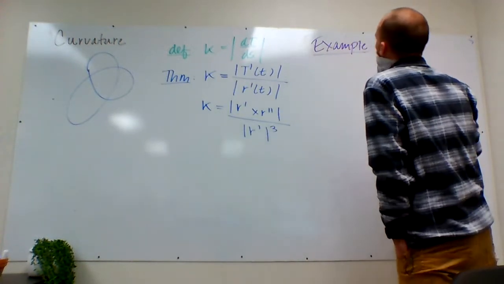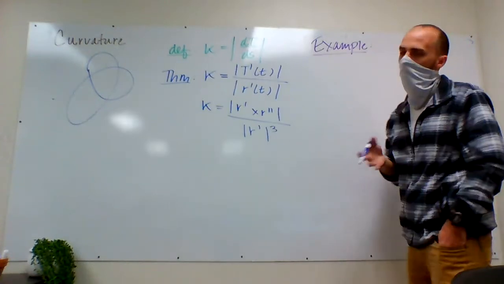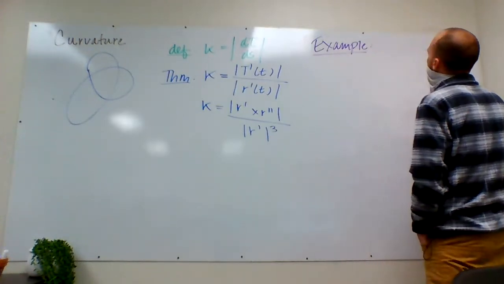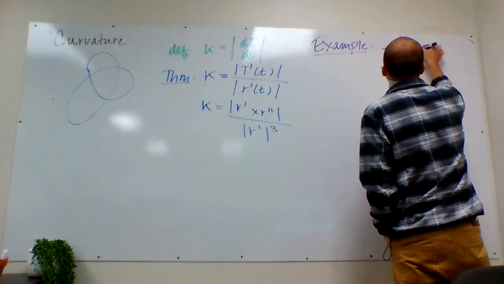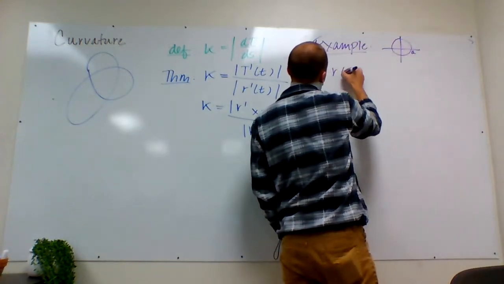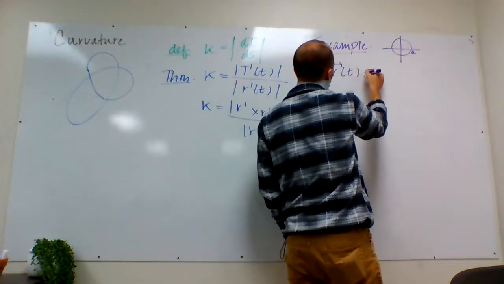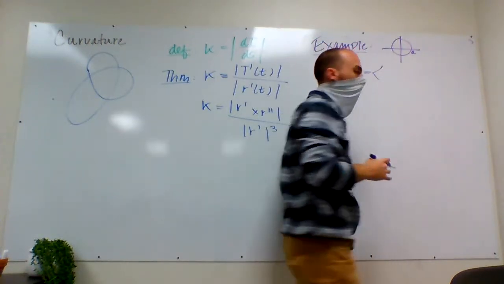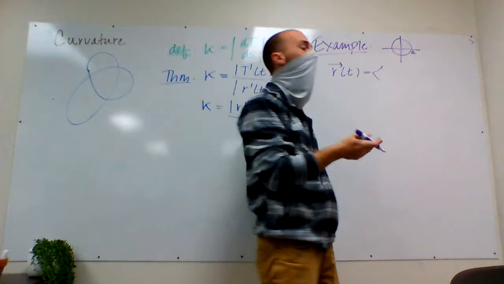So consider the circle, and with no loss of generality, I'm going to center it at the origin with radius a. And so I can call that, if there's one thing that we really learned in pre-cal, it's that I can parameterize this thing: a cosine t, a sine t.